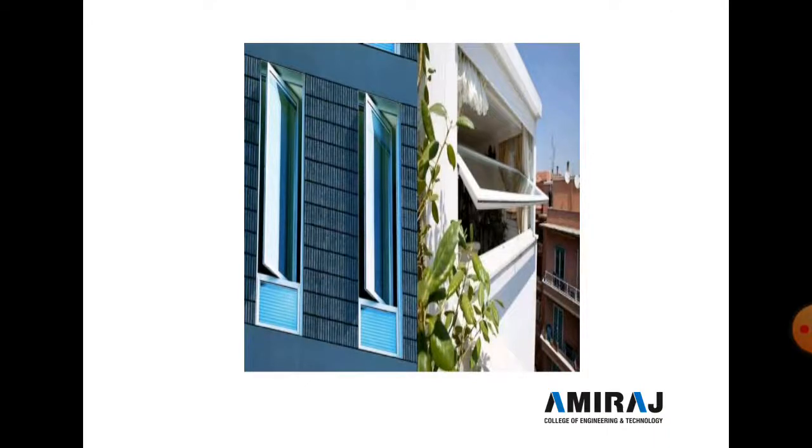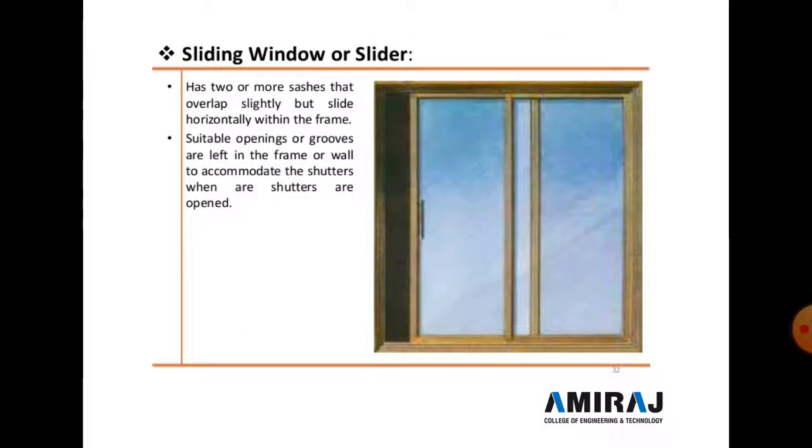So here in the next slide, a pivot window figure is also given. In this window, the white color window shows the pivoted window. Now the next type of window is a sliding window, or a slider.